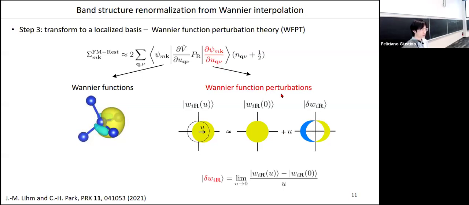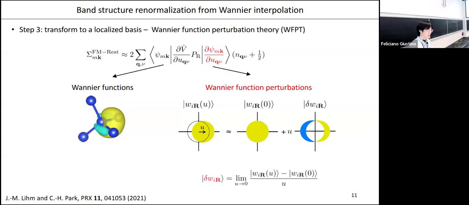The idea is very simple. Since we are trying to calculate the perturbation of the wave function with respect to atomic displacements, let us calculate the perturbation of the Wannier functions with respect to atomic displacements. So suppose we have an s orbital-like Wannier function shown here. If we move this atom to the right by amount u, then the Wannier function will also follow the atom to the right.